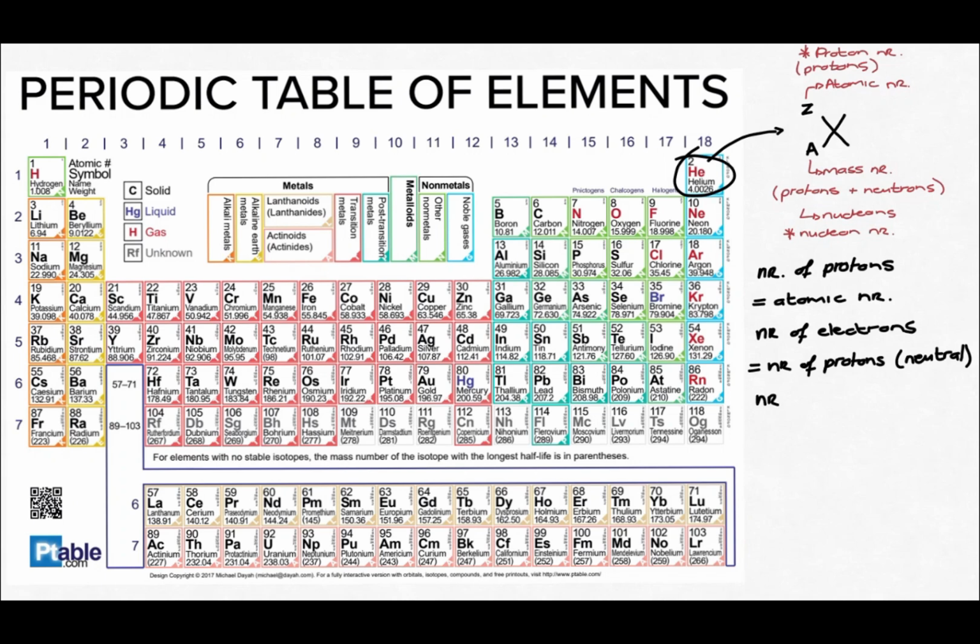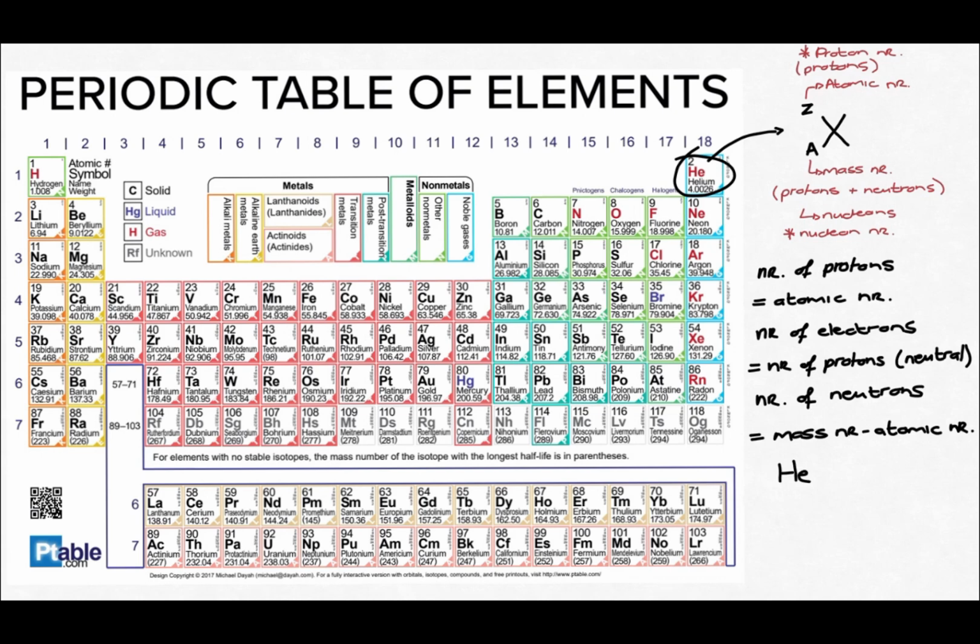One that's a little more complicated is the number of neutrons. To work this out, we take the mass number and subtract the atomic number. So we take the number of protons and neutrons and subtract the number of protons to get the number of neutrons. Let's look at an example.